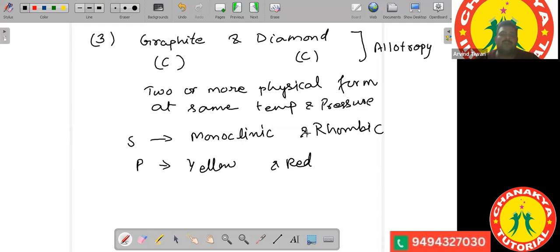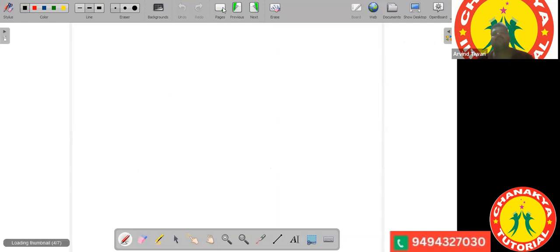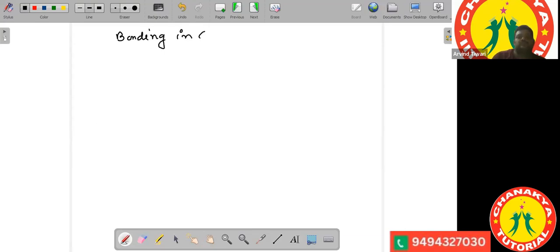So allotropy means there are two or more physical forms in which a substance can exist under similar conditions of temperature and pressure. This is allotropy. Then if we move ahead in carbon, now we see the bonding in carbon. How the different bonds are made in carbon.